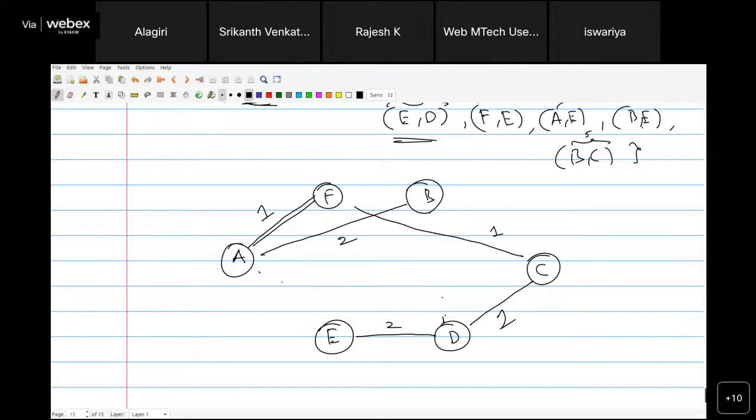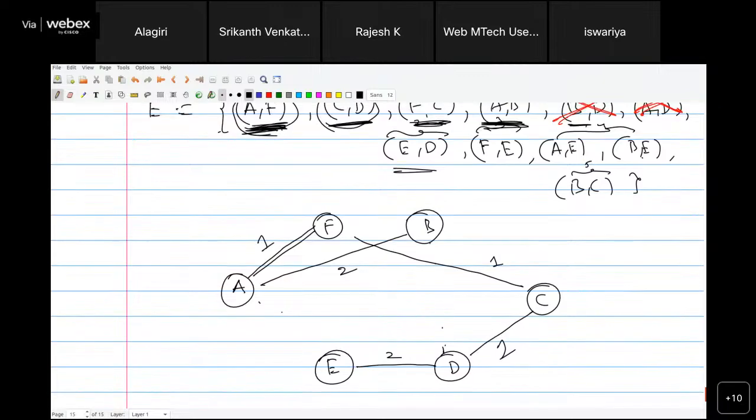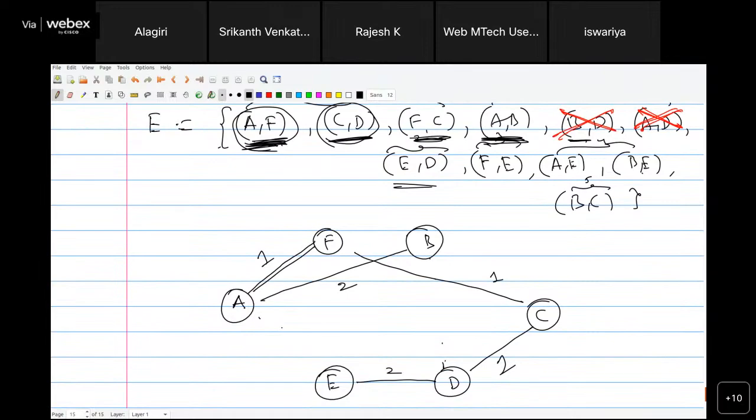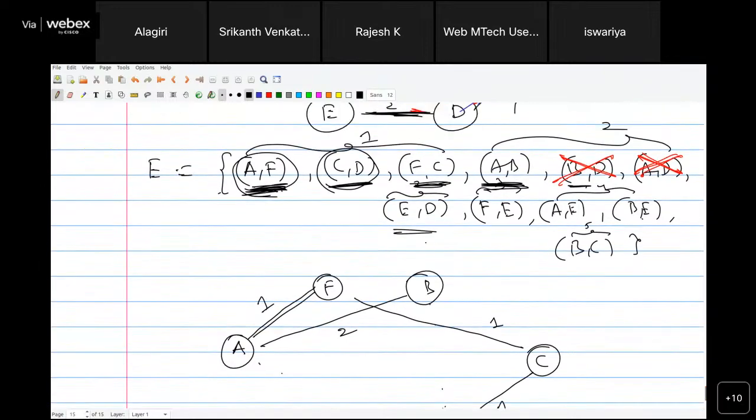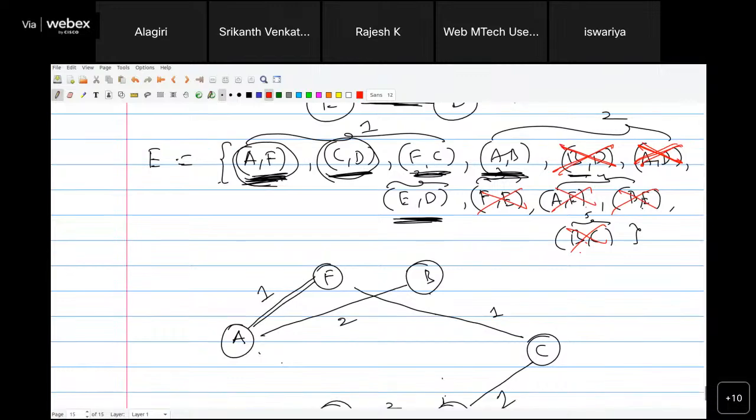We can stop here because n-1 is achieved. So once n-1 is achieved, you can stop here. Or else, even if you perform till the end, FE will create a cycle, so he will not add it. AE will also create a cycle. BE will also create a cycle. BC will also create a cycle. So you can stop here. Once you get 5 edges, n-1 edges, you can stop, and this will be the spanning tree.